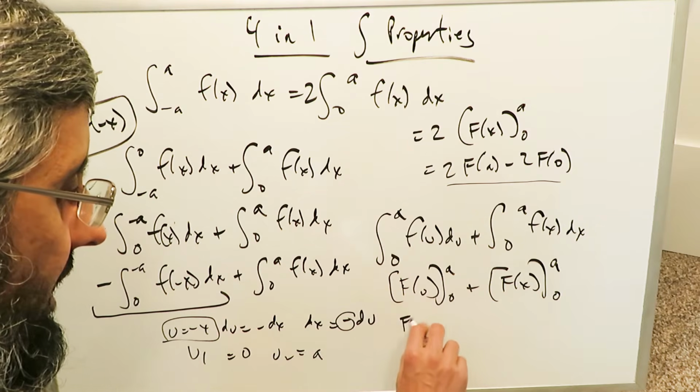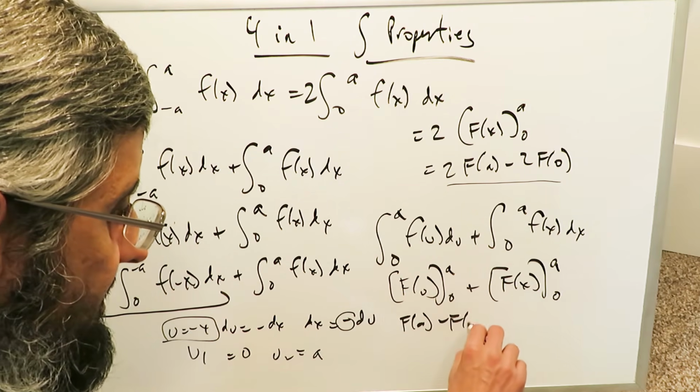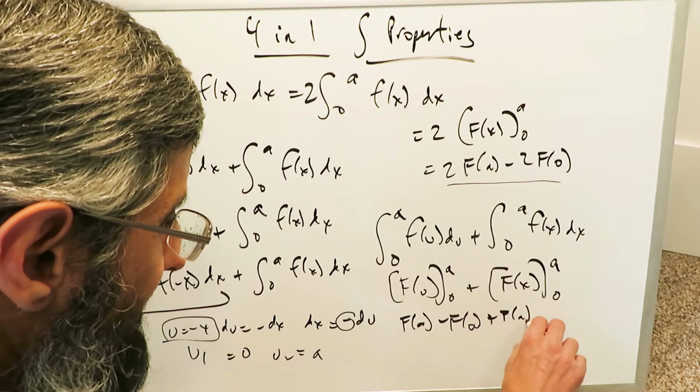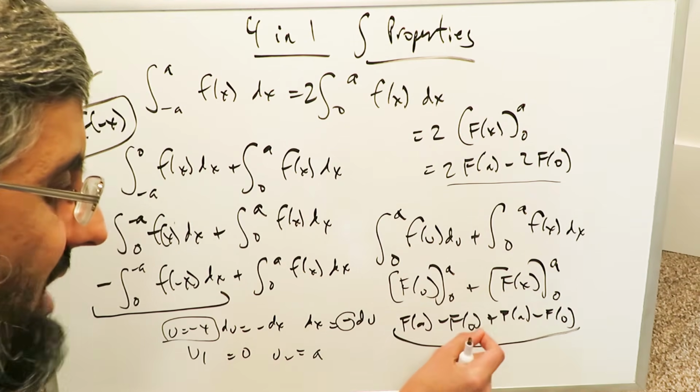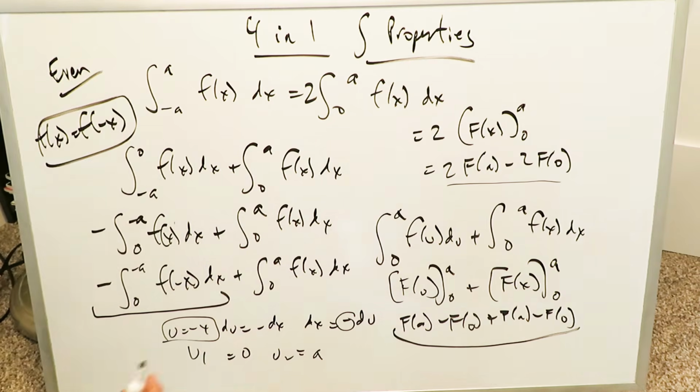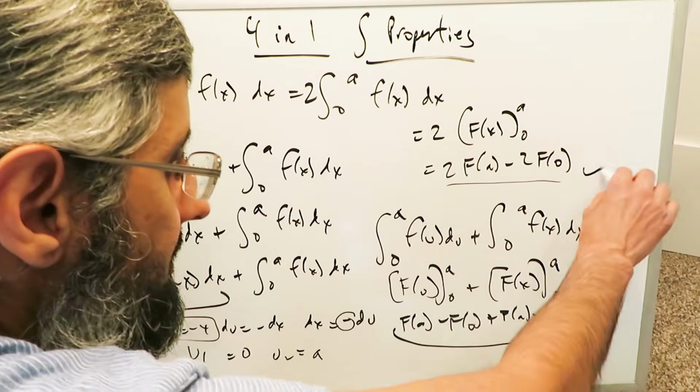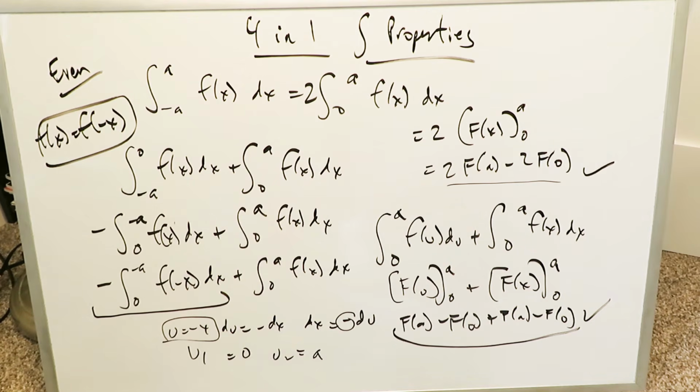You'll have F of a minus F of 0, plus F of a minus F of 0. When you combine the like terms, you have 2F of a minus 2F of 0. That's what you have, and you'll see that this part right here is equal to that part. The left hand side is equal to the right hand side, and this even function property of integrals is proven.